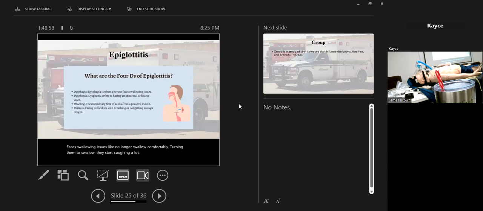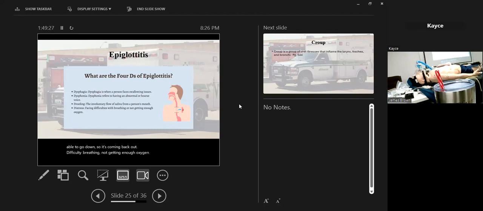Dysphonia, abnormal hoarseness in the voice. Drooling. They're having problems with drooling, because the swelling around the epiglottis is now forcing the drool to no longer be able to go down, so it's coming back out. Distress: difficulty breathing, not getting enough oxygen.